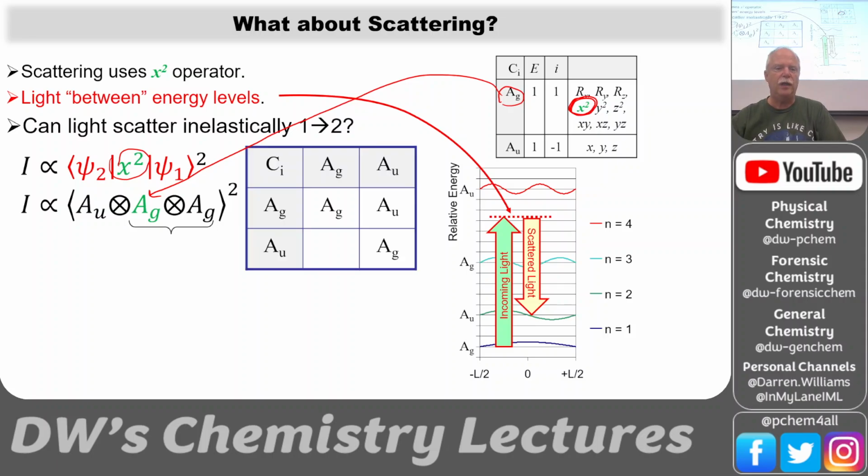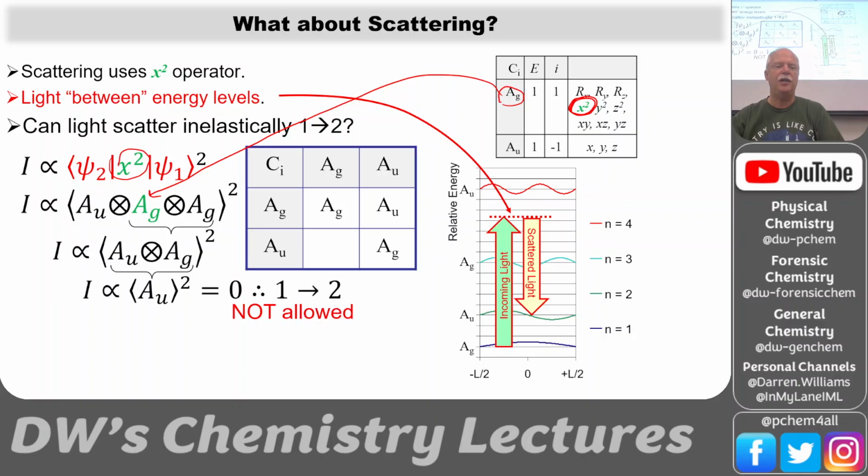And then we do the direct product table. So AG times AG is AG. And then we have the n equals 2 wave function is AU. And so that kind of wrecks things. AU times AG is AU. And so now we have the integral over all space of something that's not the top row. So it's equal to 0.